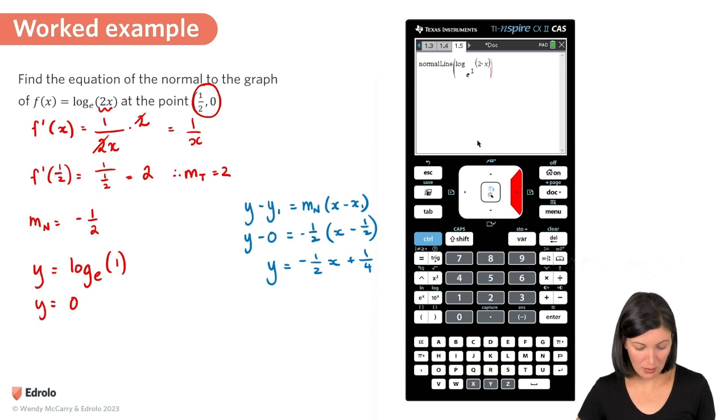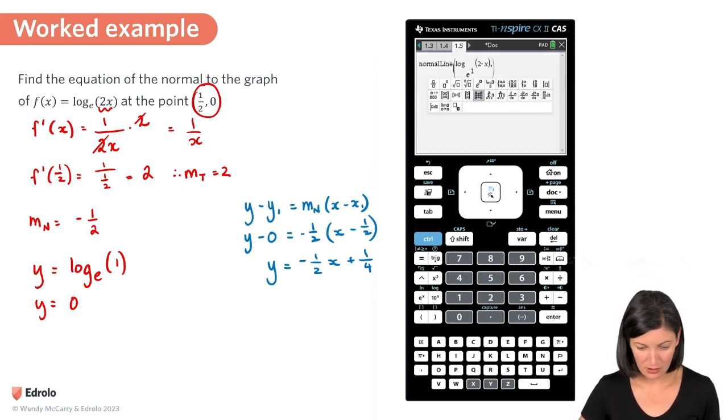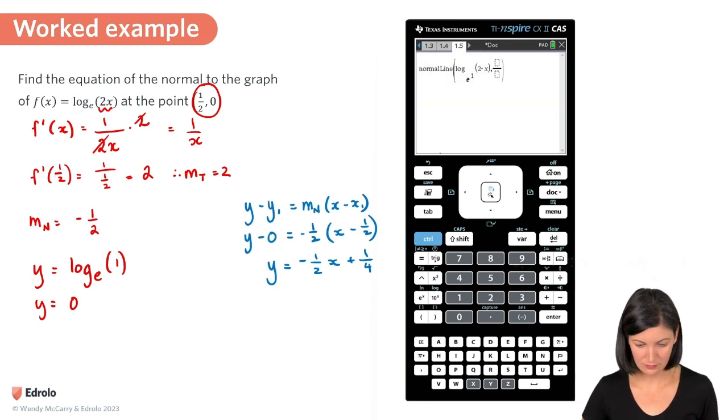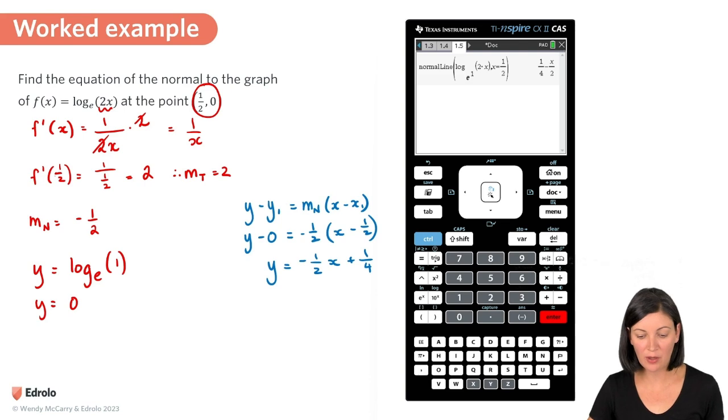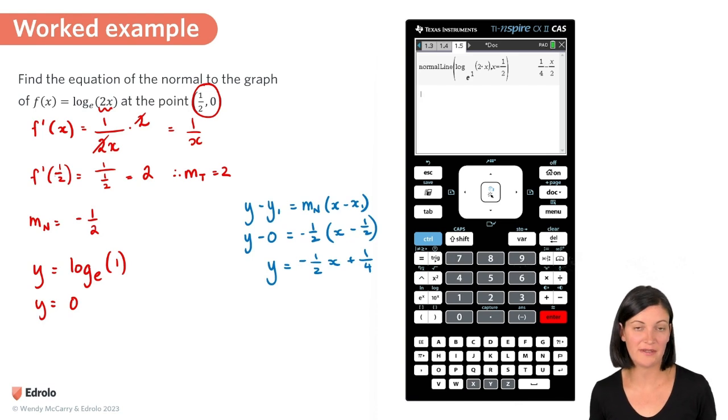And then I'm going to put in the point, which is a half. So we can put in that as a fraction. And pressing enter there, I get 1/4 minus x over 2, which is exactly the same thing. It's just the two terms are written in a different order. It's the same thing as -1/2 x plus 1/4.